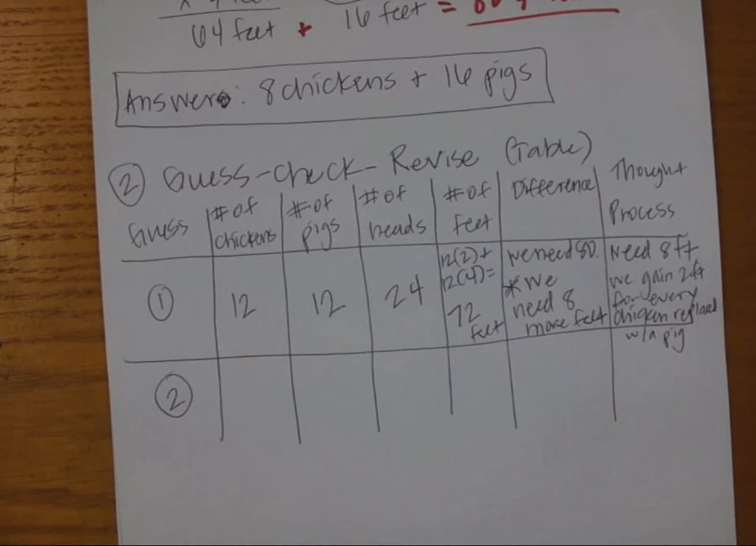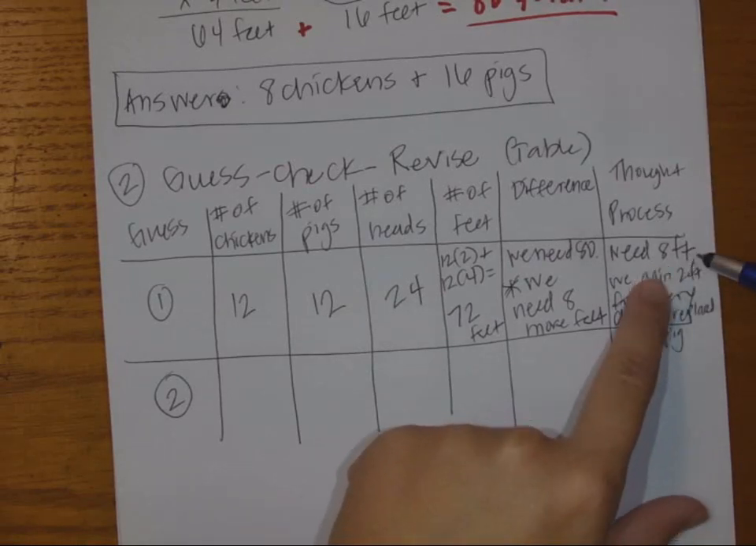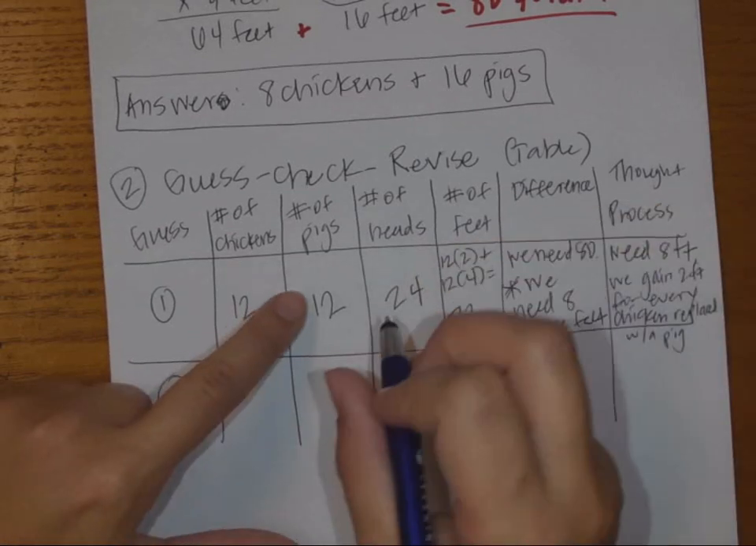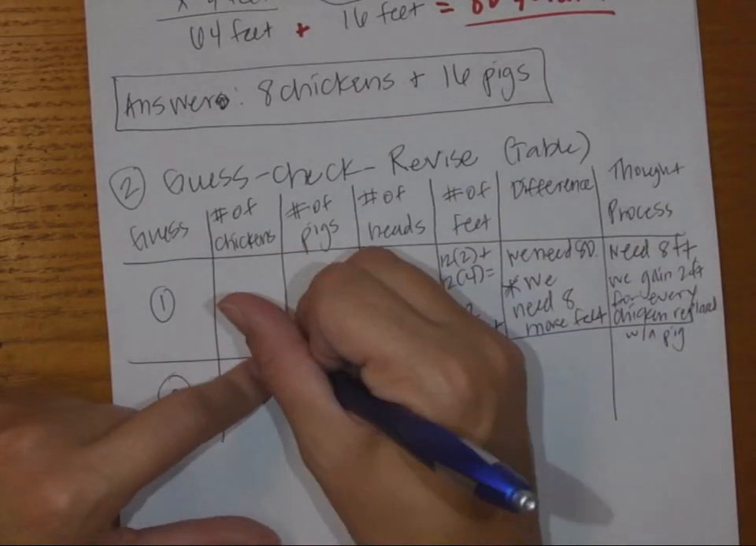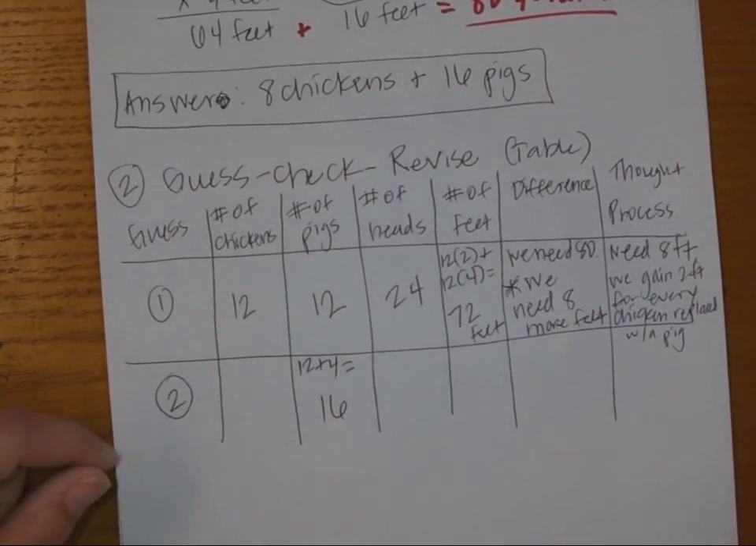So every time we take off a chicken and put on another pig, we get 2 extra feet because pigs have 2 more feet than chickens. So if I need 8 more feet, that means I need 4 extra pigs than I already had. So I had 12 pigs, put 4 more on that, and I get 16 pigs.